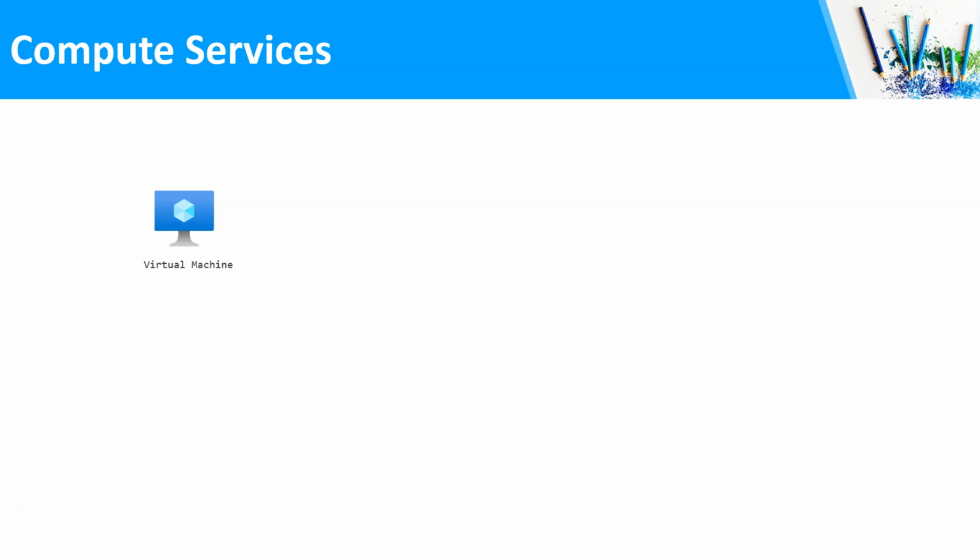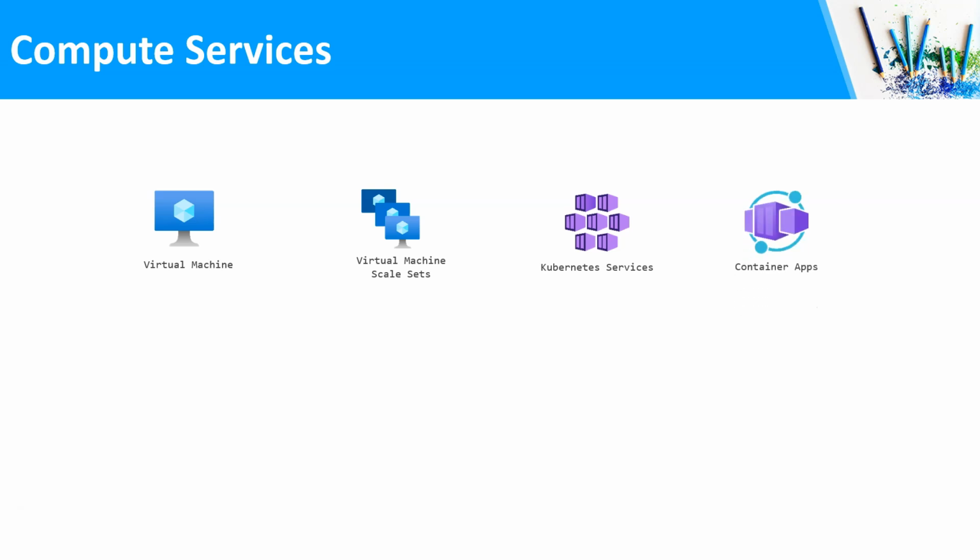If we want to have scalability and availability in virtual machines, then we can opt for virtual machine scale sets. Azure Kubernetes Services offers a managed Kubernetes environment for running our containerized workloads. On the other hand, Container Apps provides a serverless environment to run our containers. Azure Batch Services provides an environment to run large-scale parallel HPC workloads. HPC stands for High Performance Computing.